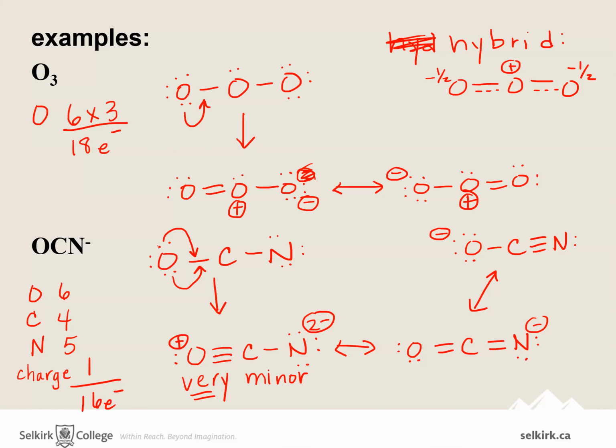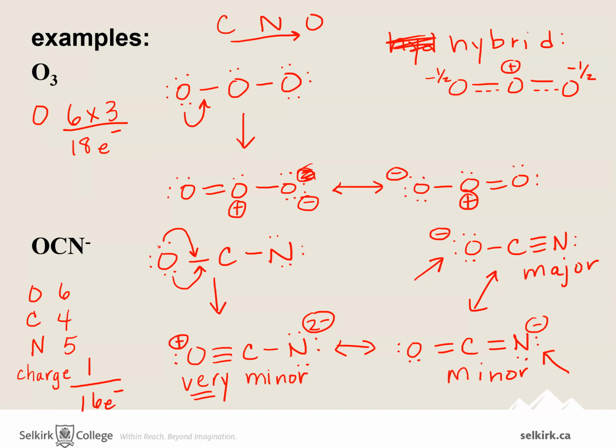And what we will see is that the major one has the negative charge on the more electronegative atom. Oxygen is more electronegative than nitrogen. And you remember why. As we go across the periodic table, carbon, nitrogen, and oxygen, the important structural feature is the increasing positive charge on the nucleus. The more positive charge on the oxygen nucleus means it can handle the negative charge better.